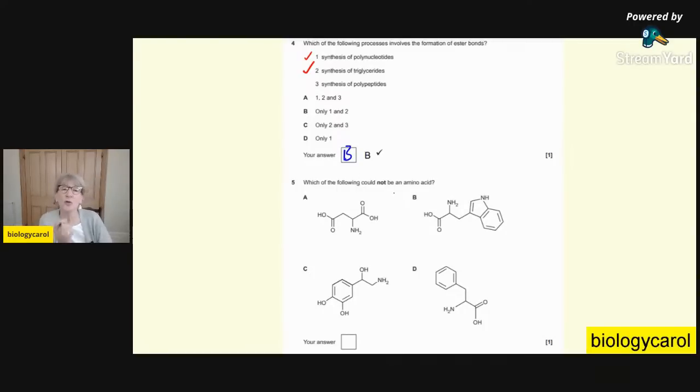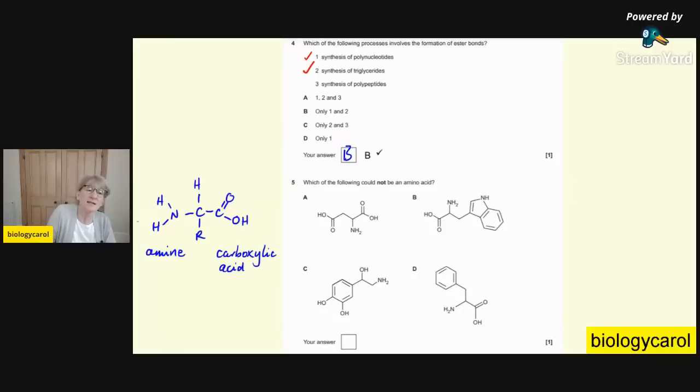Which of the following could not be an amino acid? So here is my standard drawing of an amino acid. Notice that you need an amine group on one side and a carboxylic acid group on the other side. It's why it's called an amino acid. So I'm looking for an amine group and a carboxylic acid group. The great big groups that you don't recognize are very likely to be the R group.